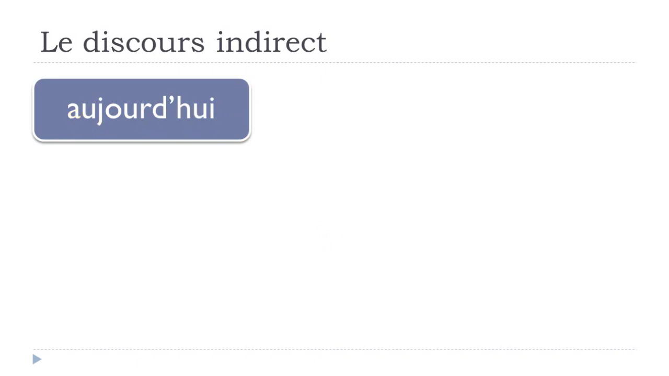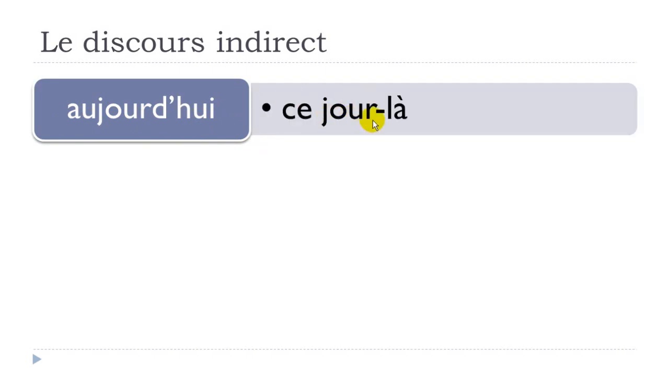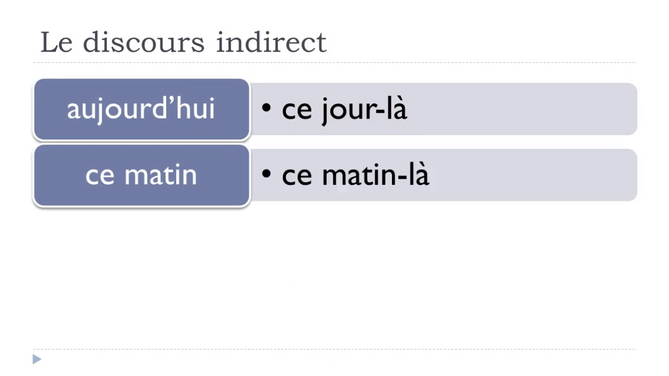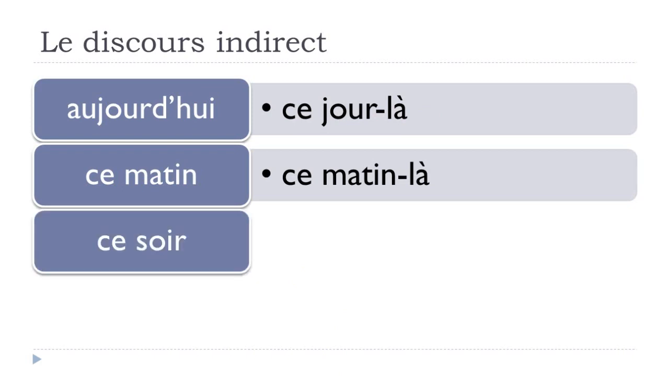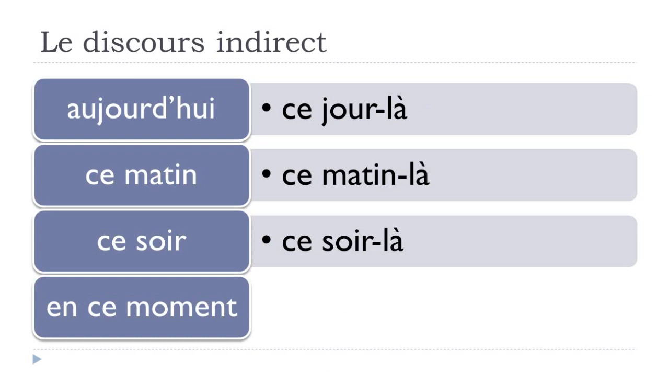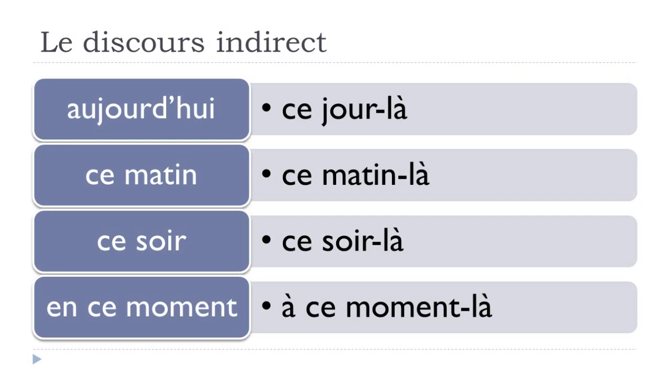So normally if you say aujourd'hui, so at the direct form, aujourd'hui, today, if you want to transpose that at this discours indirect form, it will become ce jour-là, this day, ce jour-là. Okay, so aujourd'hui is not possible to be used in this discours indirect form, but then you should use instead ce jour-là. Okay, same thing, ce matin, this morning, you will use ce matin-là. Okay, ce soir, ce soir-là. And then en ce moment, at this time, should be à ce moment-là.